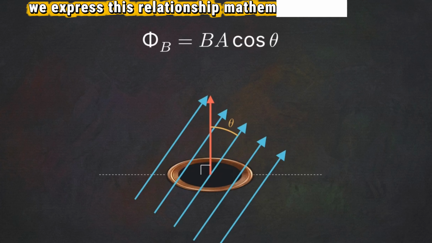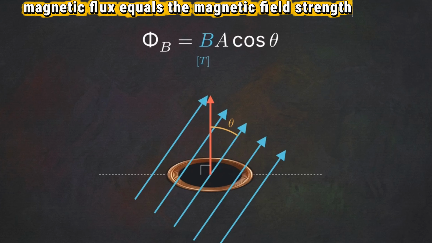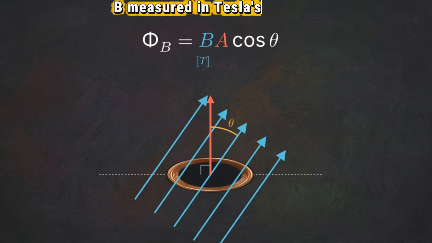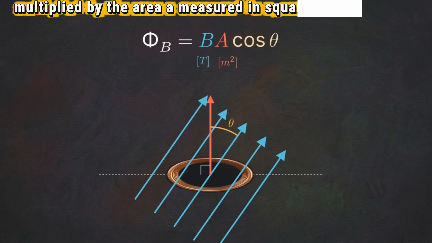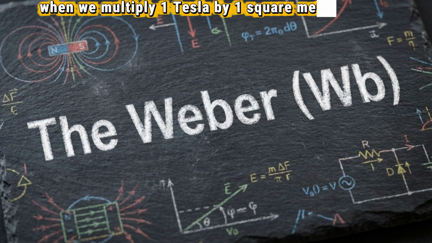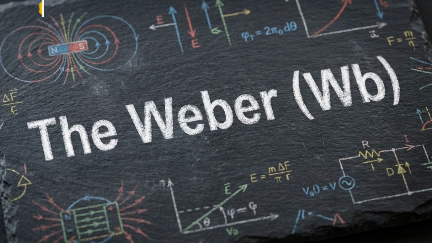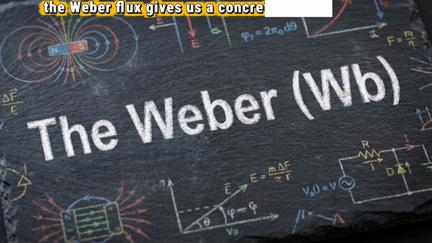We express this relationship mathematically as magnetic flux equals the magnetic field strength, B, measured in teslas, multiplied by the area, A, measured in square meters, multiplied by the cosine of theta. When we multiply 1 Tesla by 1 square meter, we get the standard unit for magnetic flux, the Weber. Flux gives us a concrete number representing how effectively the magnetic field lines pierce the loop's area, taking their relative angle into account.